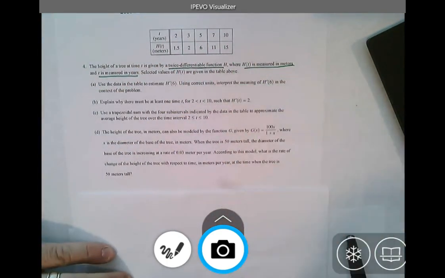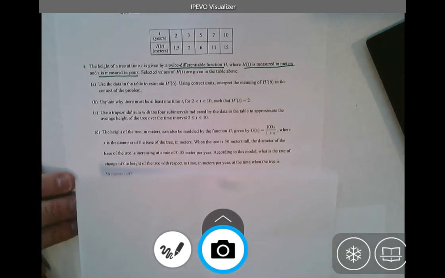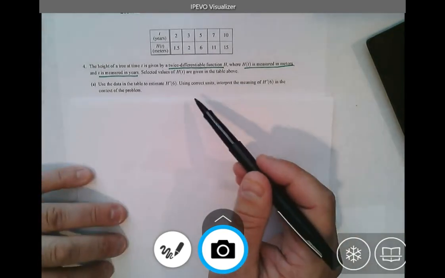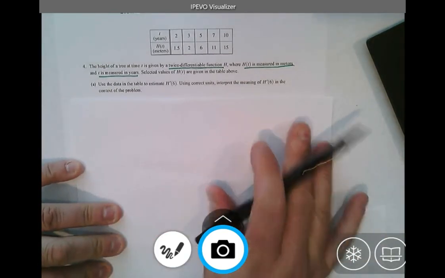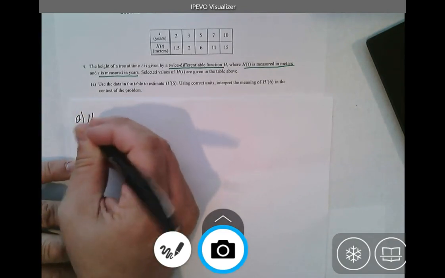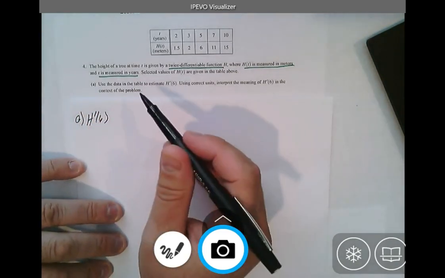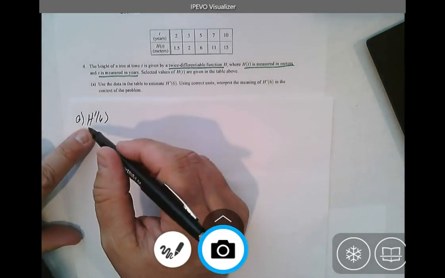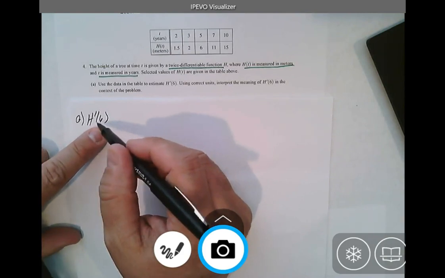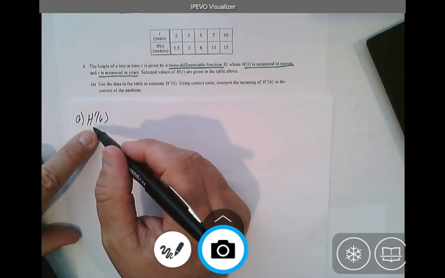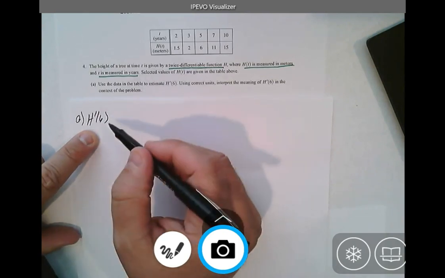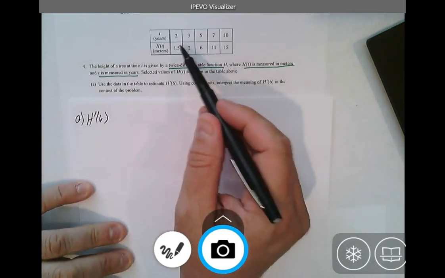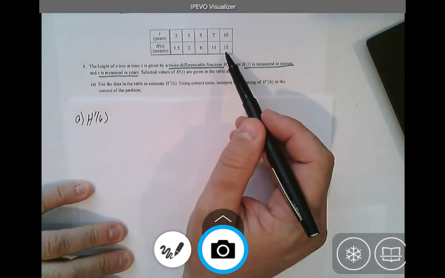In part A, we're asked to use the data in the table to estimate h prime of 6. Using correct units, explain the meaning of h prime of 6 in the context of this problem. H prime of 6, what do I know? They're asking me to find the derivative of the function h at time 6. If I had an equation for h, I could find its derivative and evaluate at 6. Well, I don't have that. What I have is different points on the graph of h.